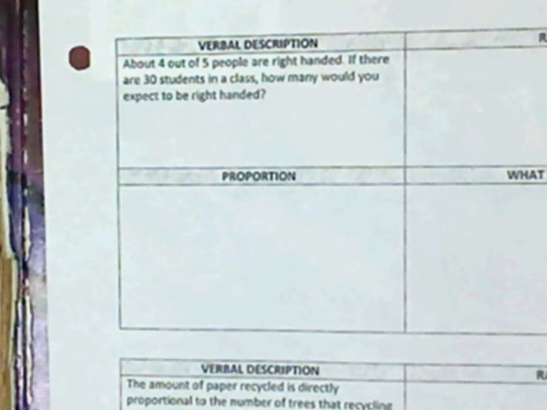All right, guys, let's take a look at this problem right here. Who wants to read it? Aiden. 4 out of 5 people are right-handed, kind of like me. If there are 30 students in a class, how many would you expect to be right-handed?